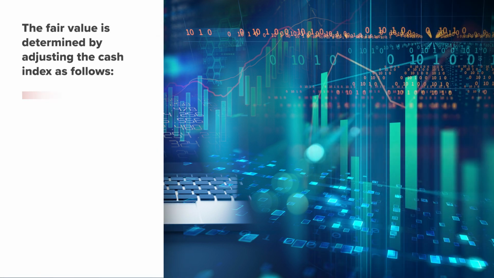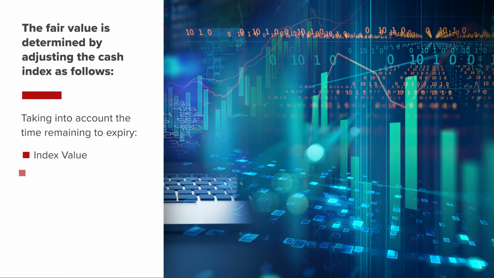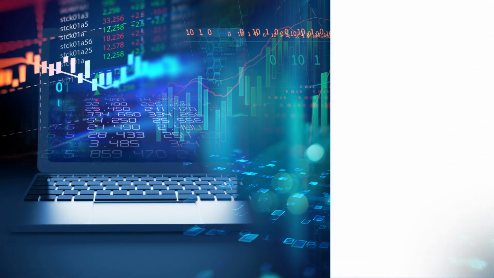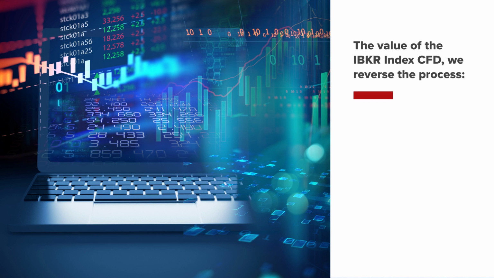The fair value is determined by adjusting the cash index as follows, taking into account the time remaining to expiry. Cash index value plus interest minus dividends equals future at fair value. To determine the value of the IBKR index CFD, we reverse the process.